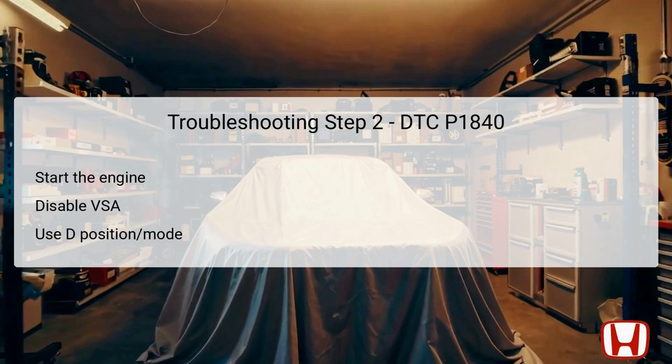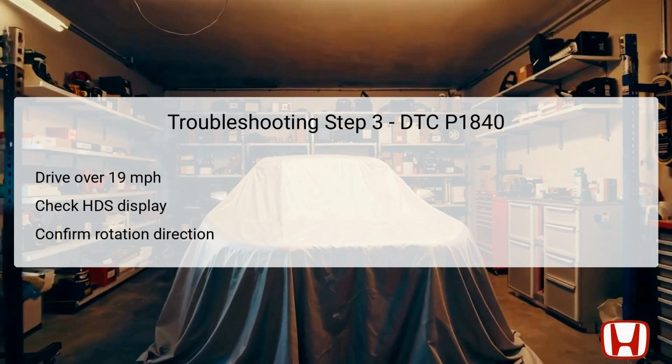The second troubleshooting step is to start the engine and disable the Vehicle Stability Assist (VSA) system. Disabling VSA is necessary because this system can interfere with the diagnostic tests by altering the vehicle's performance under certain conditions. Once the engine is running, the technician should ensure the vehicle is in drive (D) position, or mode. This setup enables the vehicle's transmission to operate under a controlled environment while conducting further tests. These steps are essential to replicate normal driving conditions and gather accurate data from the CVT components.